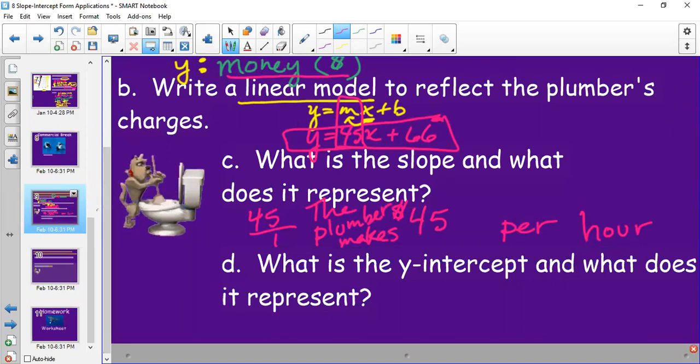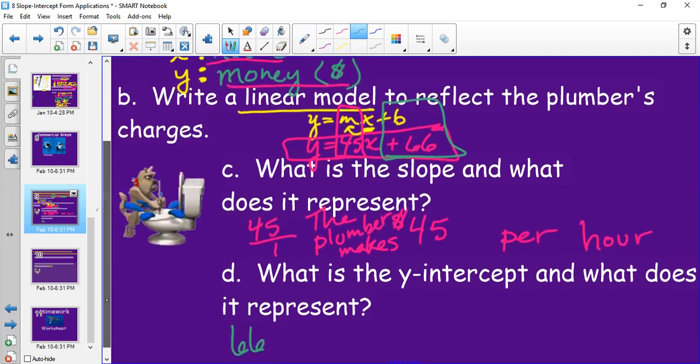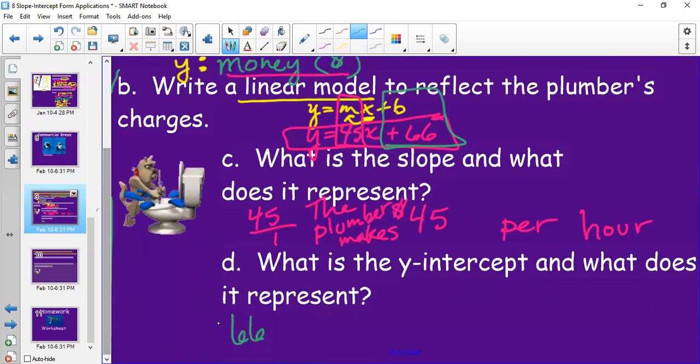Okay, last question on this slide is, what is the y-intercept and what does it represent? Well, y-intercept is our b, so 66. Why is that important to this plumber? Well, sometimes you can just go back to the problem. It says plumber charges $66 for showing up at a customer's house. So $66 for showing up at a customer's house. I'm going to put he makes.